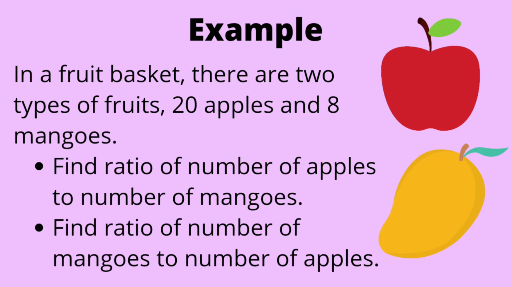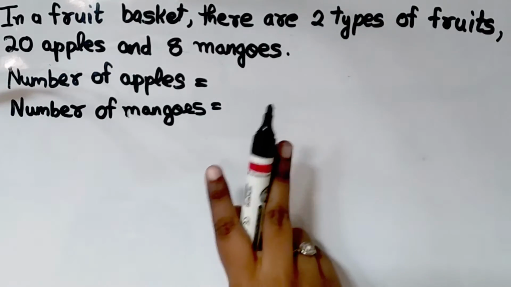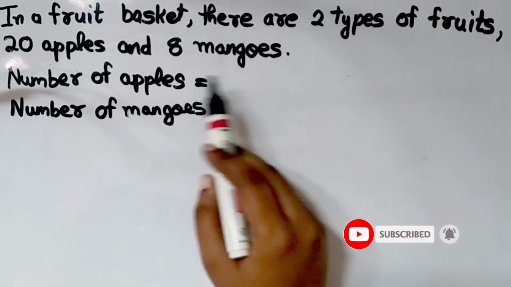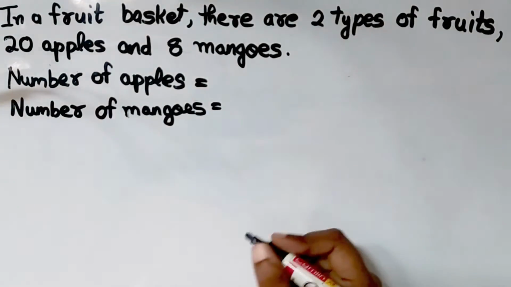In a fruit basket there are two types of fruits, 20 apples and 8 mangoes. Now first we have to find the ratio of number of apples to number of mangoes, and next we have to find the ratio of number of mangoes to number of apples. So we will see this example in detail. We have given in a fruit basket there are two different types of fruits, that is apples and mangoes, and there are 20 apples and 8 mangoes. Now we have to find the ratio.